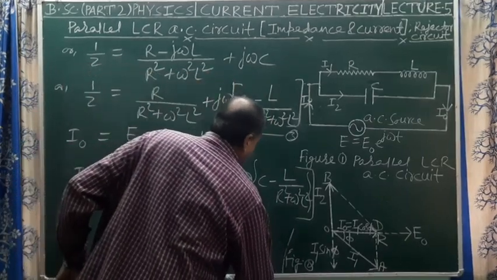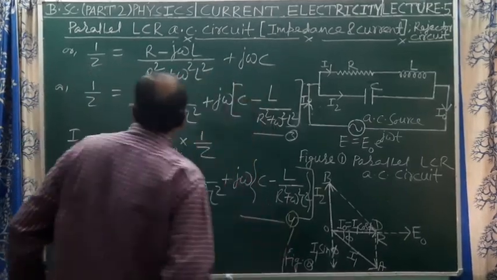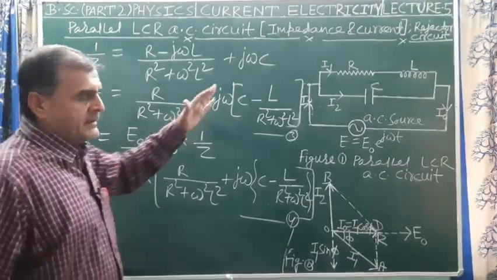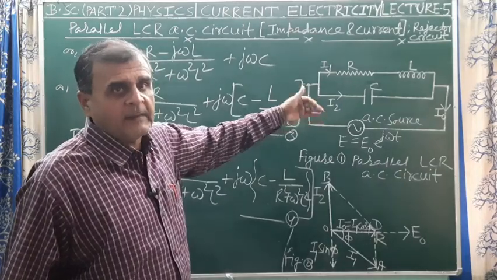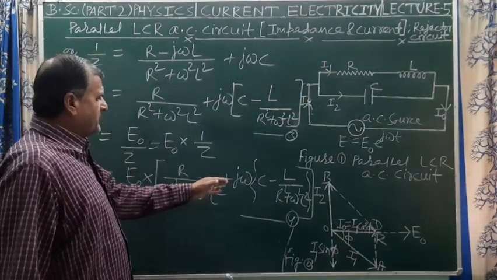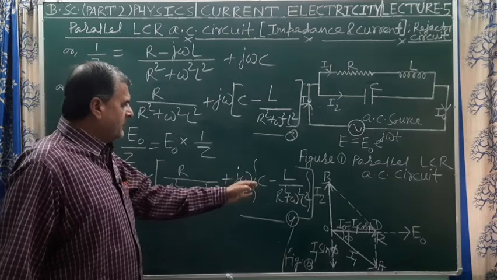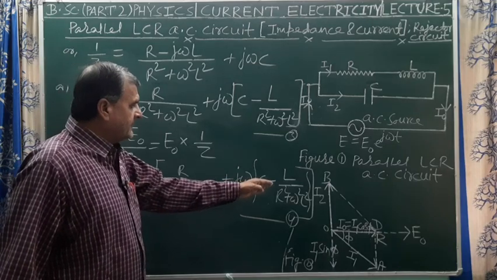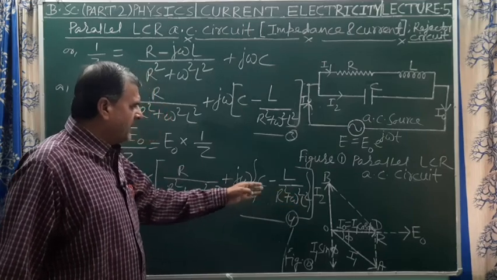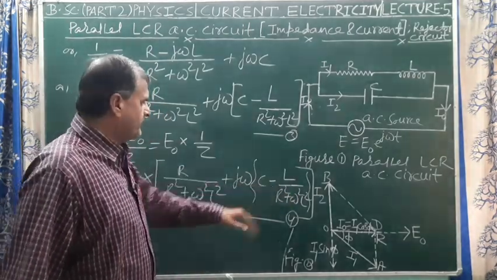Now for resonance in a parallel LCR AC circuit, the applied EMF and current both will be in the same phase. So the imaginary term, that is the term containing j omega into under bracket C minus L upon R square plus omega square L square, must be equal to 0.